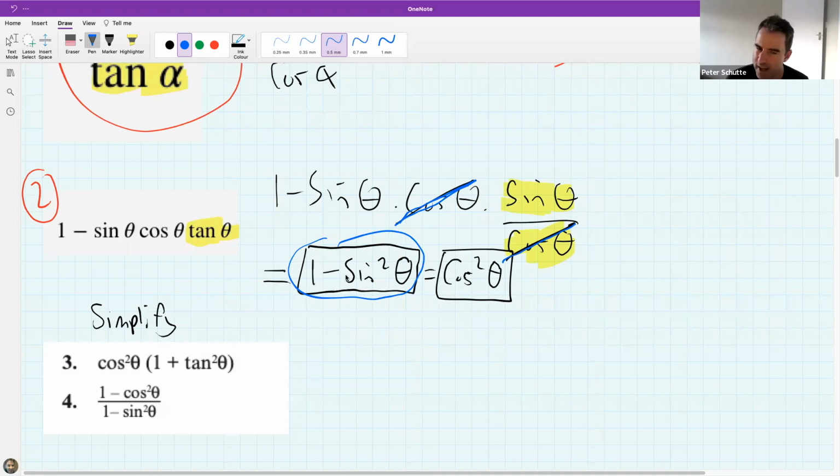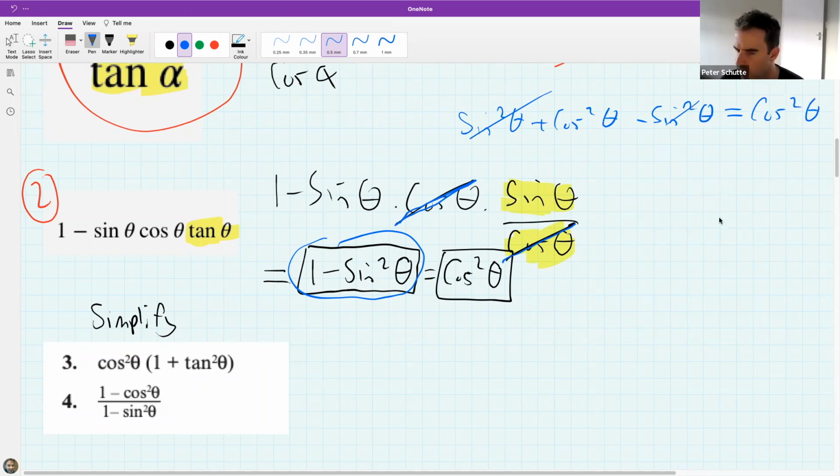You could replace the 1 if you wanted. You could replace the 1 with sine squared theta plus cos squared theta. I think that's maybe what you're asking. In which case, if we did that, we would still get cos squared theta, which is completely fine. So I think that answers Tondalwetu.